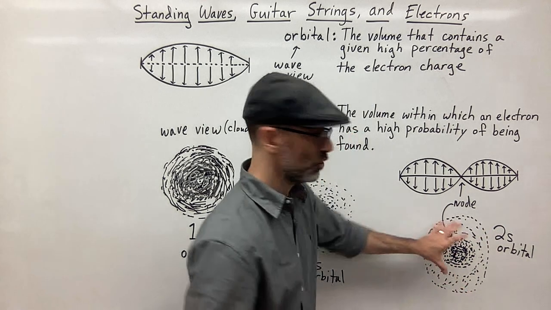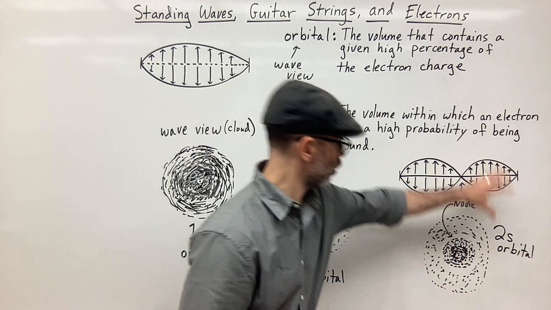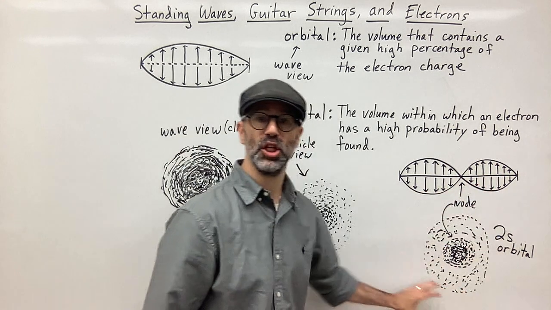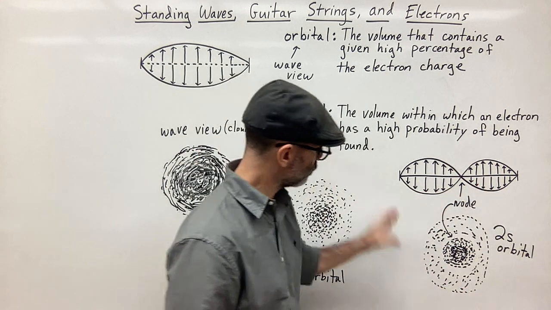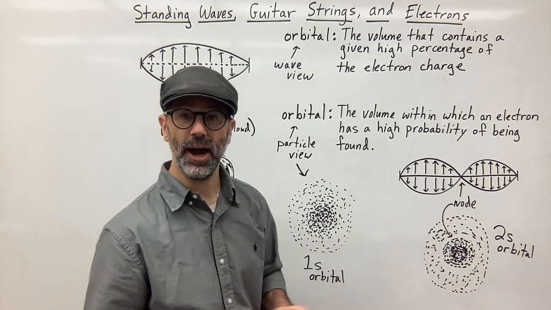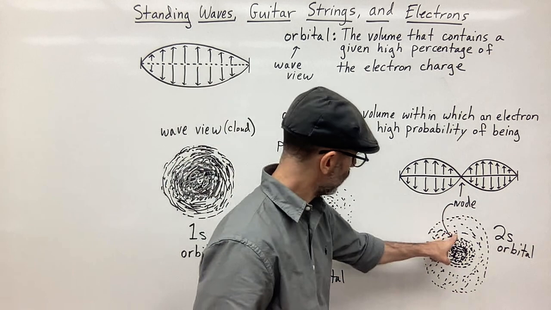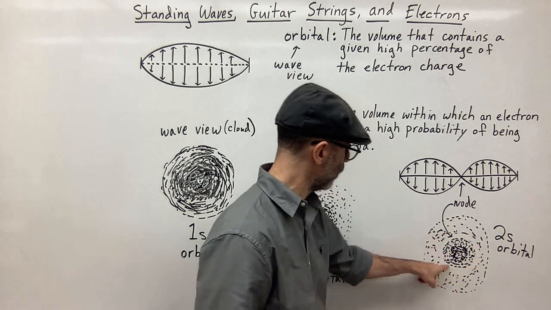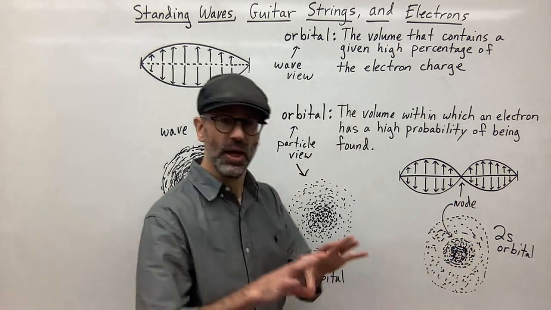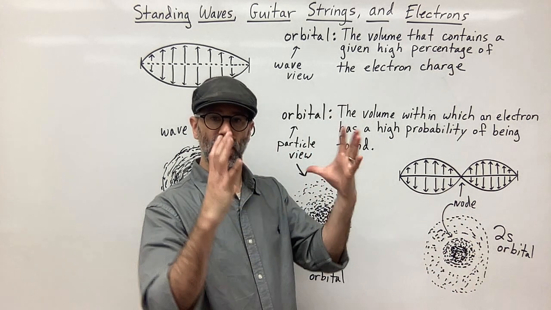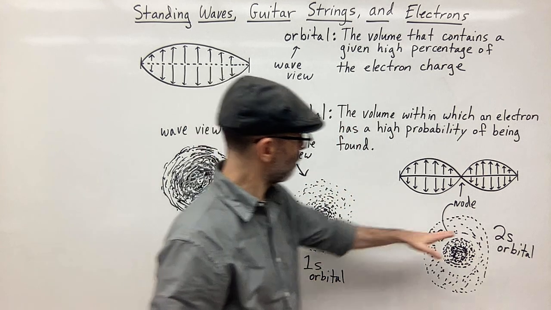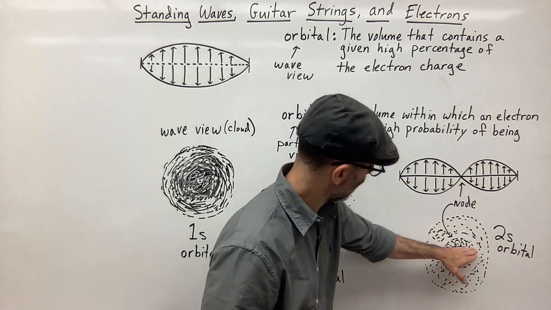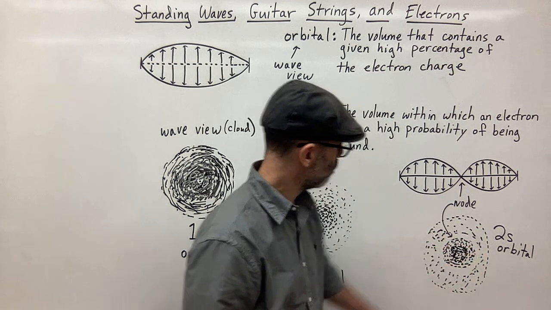Well, I didn't really draw it larger, but it should be larger than the 1s, right? So this should be larger than 1s. I didn't have space for that, but just FYI. And so the 2s orbital has this node where there's 0 probability of finding the electron. So at that distance, it's like a shell of no probability. But outside that shell, you have some probability. Inside that shell, you have a larger probability.